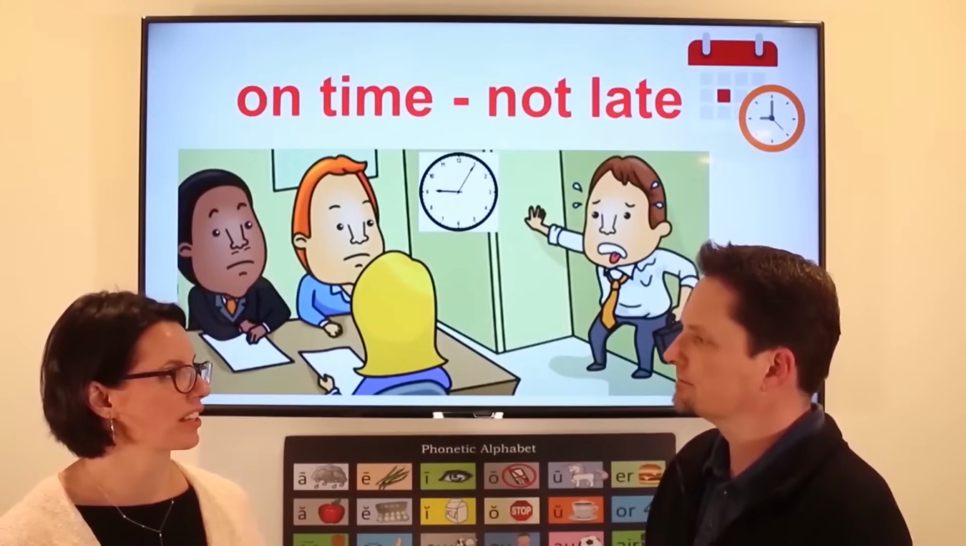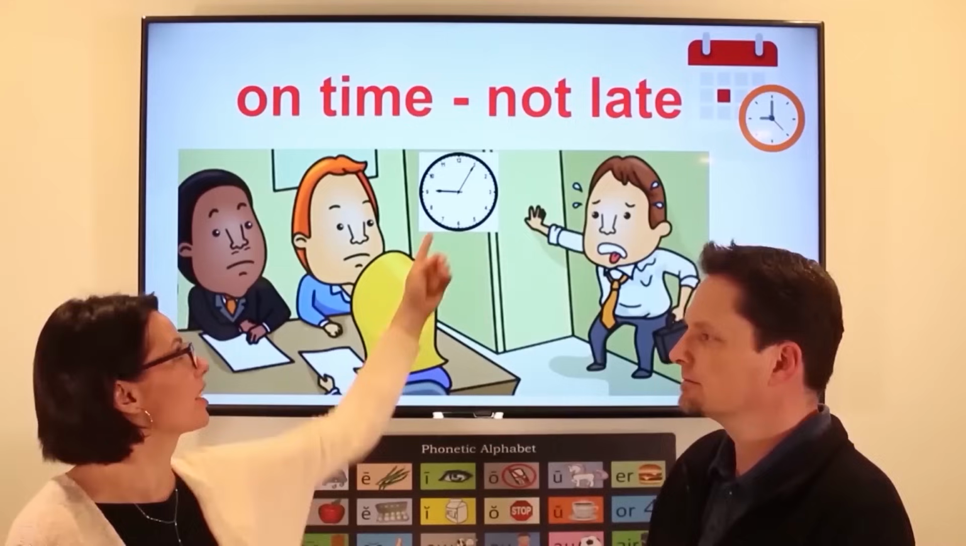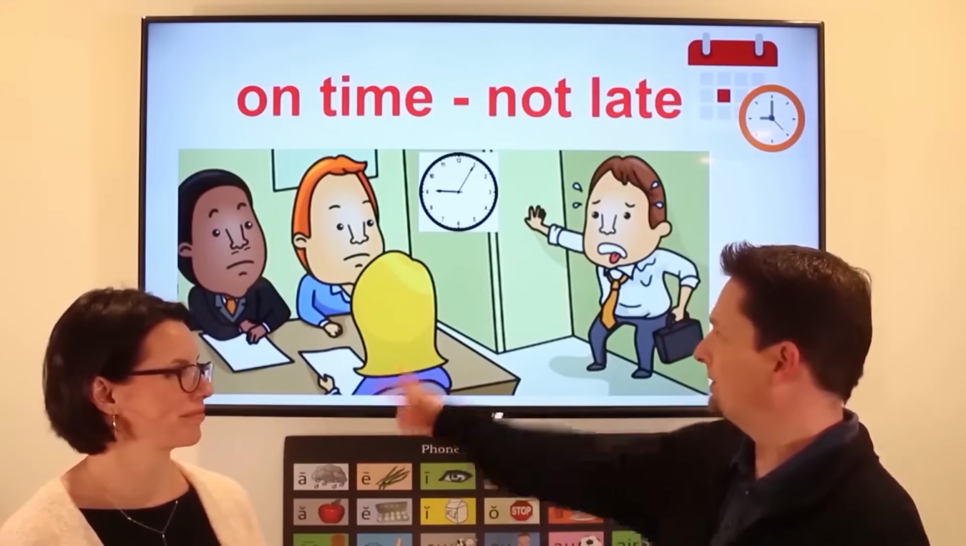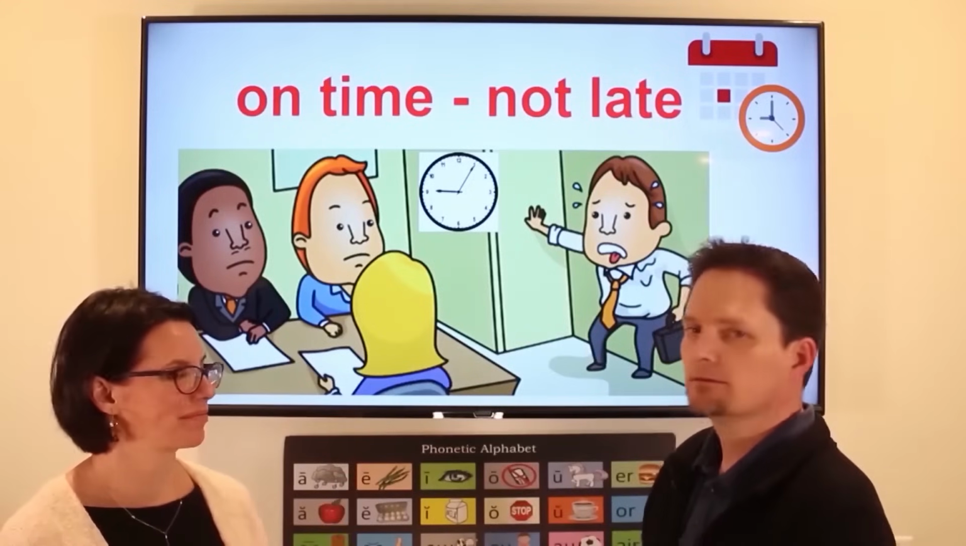Let's practice. What time does a meeting start? The meeting starts at 9. And what time is it now? It's 9:05. Is he on time? No, he's not on time. Are they on time? Yes, they're on time.